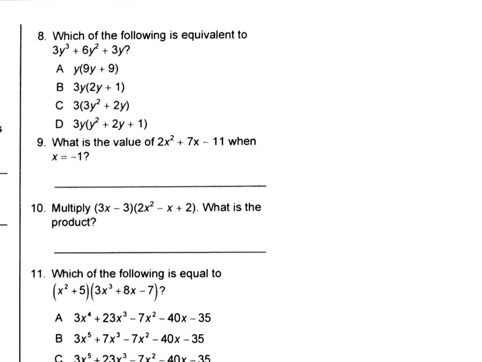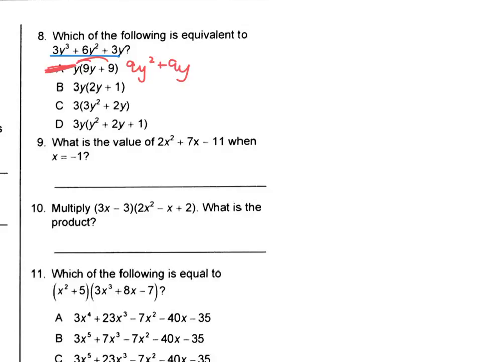All right, question 8 is really a shorter version of question 4. Again, you're just going to need to work out all the answers to see which one is equivalent to the answer that they give us. This is a lot easier because we're just distributing once. So on A, if I distribute the y, that's going to give me 9y squared plus 9y. All right, definitely not equivalent.